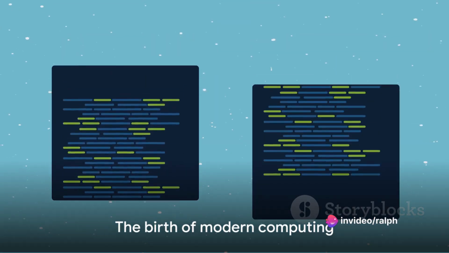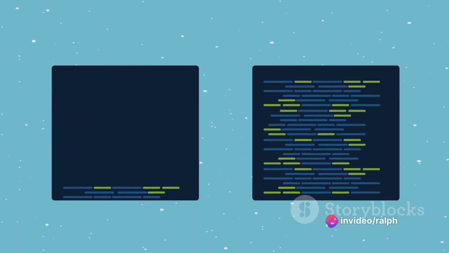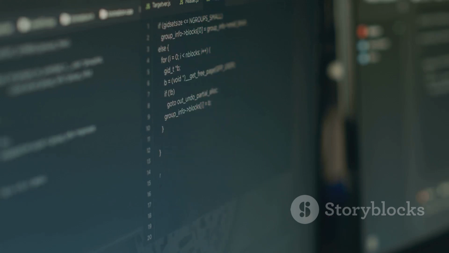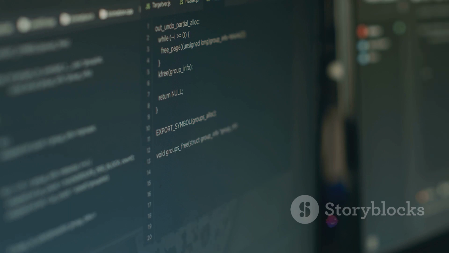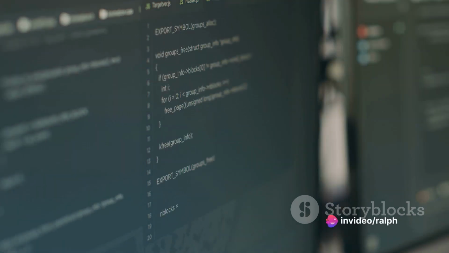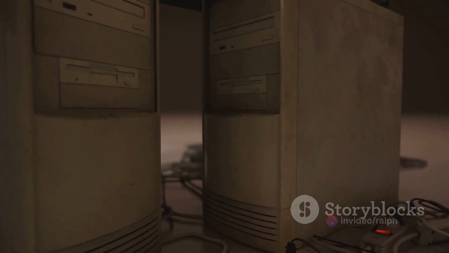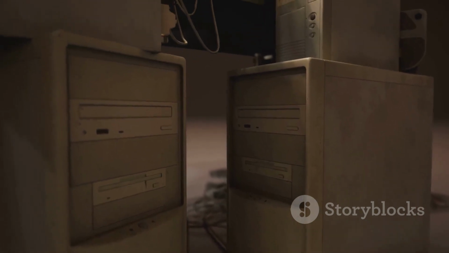These early computers and programming languages were more than just technological achievements. They were the harbingers of a new era. An era where information could be processed at unprecedented speeds, where complex calculations could be completed in mere seconds, where data could be stored and retrieved with ease. These early computers and programming languages set the stage for the digital revolution that was about to unfold.